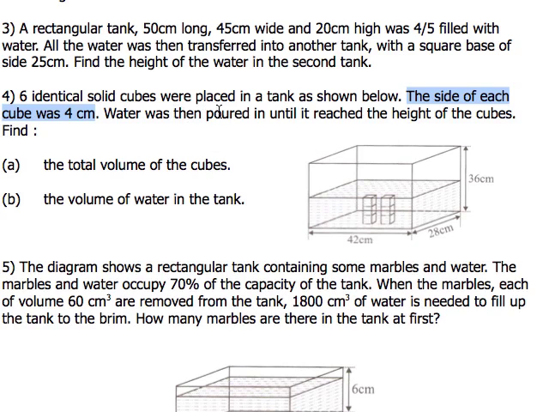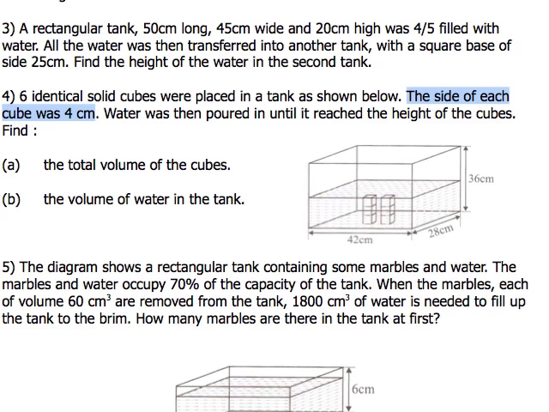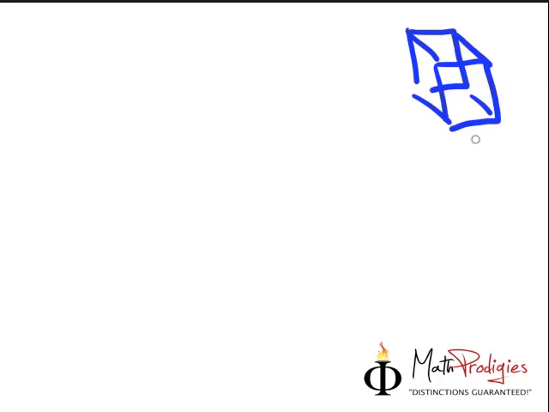Now, water was then poured in until it reached the height of the cubes. First question is simple. Find the total volume of the cubes. Now, let's draw a cube. Once I draw a cube, I think you'll probably get it. A cube basically means that all sides are squares. Every side is a square, and each side of the square is 4 cm. So this is 4, this is 4, this is 4.